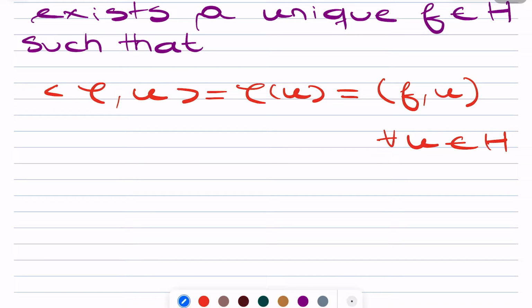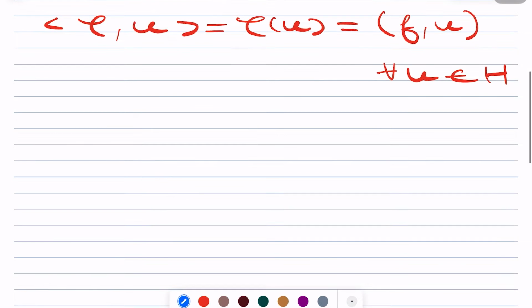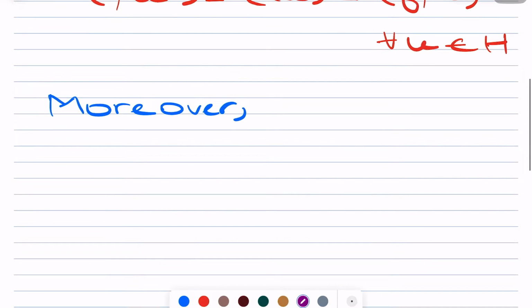Moreover, we even have that the norm of f is exactly the operator norm of phi.